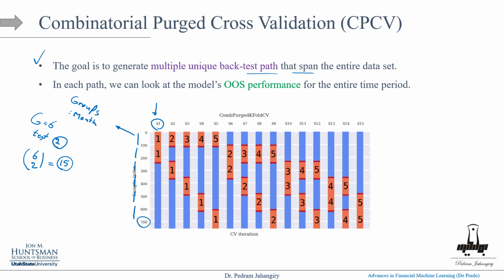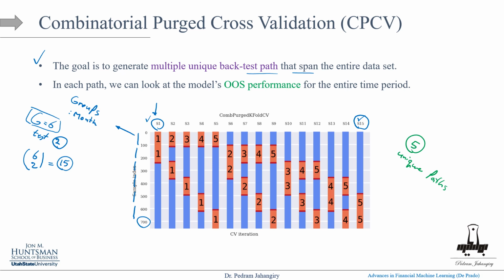And so this is where these S's are coming from, S1 through S15, right? These are the different splitting ways we can have if you have 6 groups that you don't want to shuffle, and for each cross-validation you want to use 2 of them as a test set, right? So we're going to end up with 15 different splitting methods. Now out of these 15 different splitting methods, in this example, we can come up with 5 unique paths.